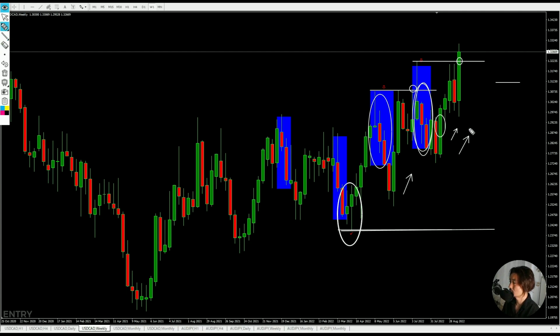Now, just for educational purposes, let me show you what happened on the lower time frames that confirmed this long bias roughly in these areas.